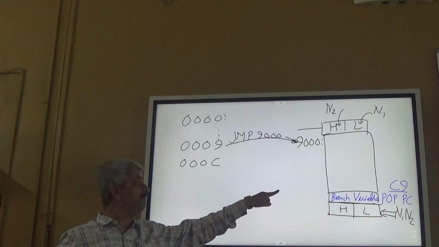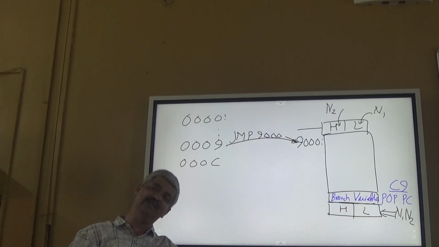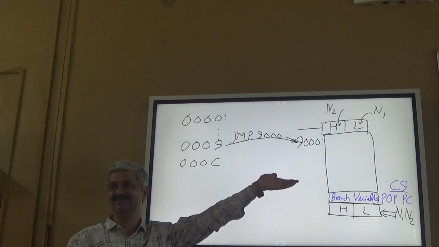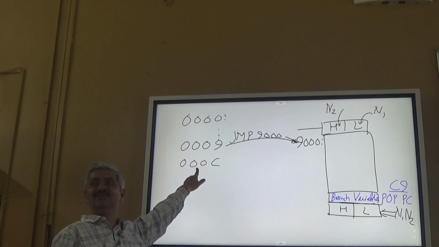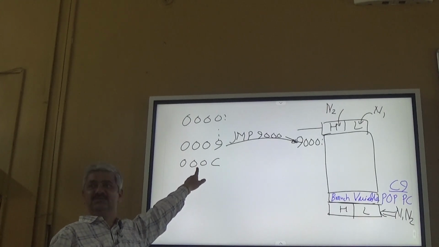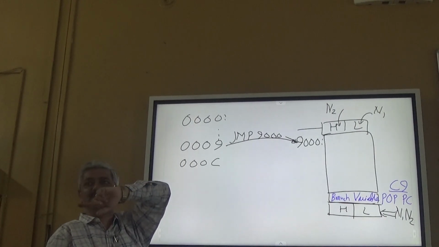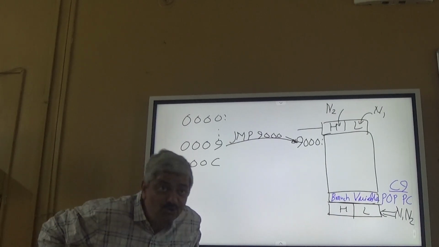So if pop PC is to come back at 000C, will it come back? How? But that 000C should be pushed first. If I want it to come back here, 000C should be pushed first. So then we should have a separate instruction, and that instruction is the call instruction.